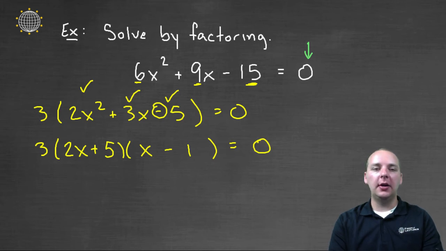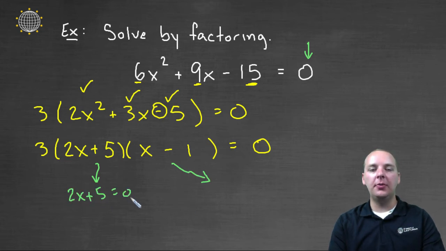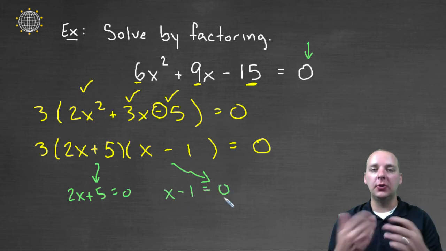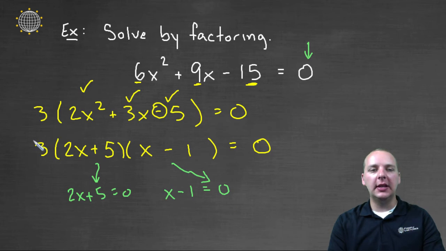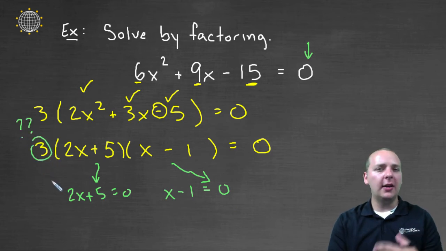Now, most students understand very well what to do next with these two factors. We're going to set each of these individually equal to 0. We'd have 2x plus 5 equals 0, and we have x minus 1 equal to 0, and those are going to lead us to our solutions. But some students get kind of confused with this 3 out front. What is that, another solution? Is 3 a solution? Do we set that equal to 0? Like, what does that mean exactly?